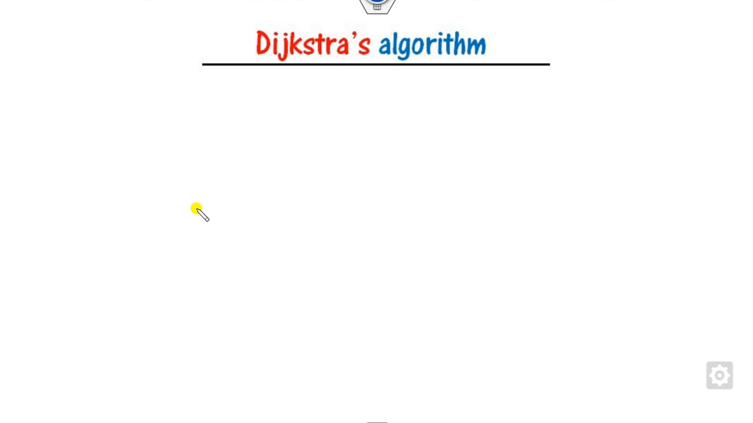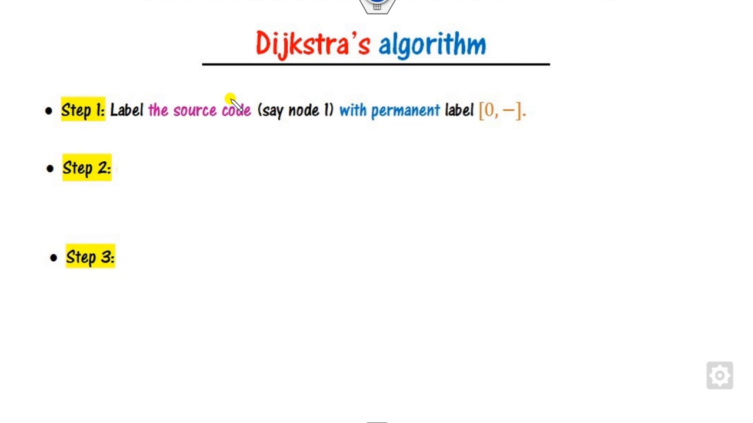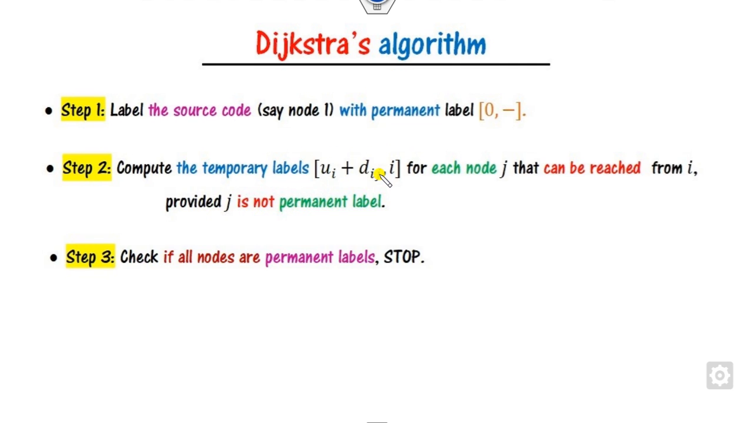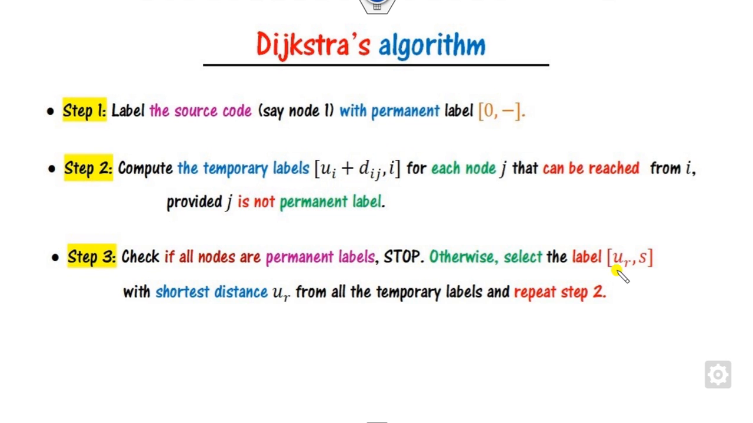Now, what is the Dijkstra algorithm? We start with any node, say node 1, and label it 0, meaning zero distance. Then we find the new distances, which are not yet permanent. We check whether these new distances are the minimum, that is, permanent. Otherwise, we find the minimum among all these values and repeat step 2 until all the values are permanent.